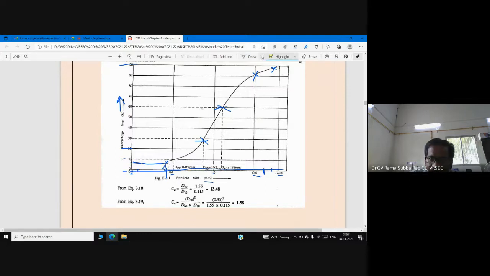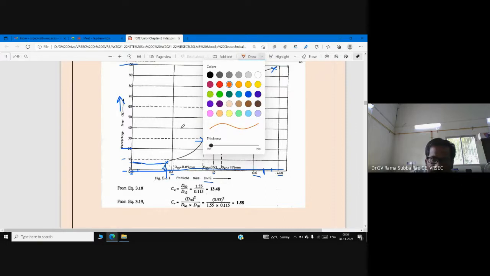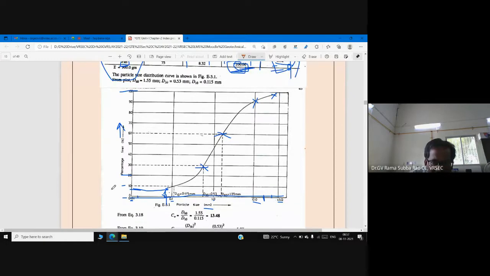Let me change the color so that you can understand the next step. Our main job now is to pick up the particle size corresponding to 10% finer, D10, and likewise D30 and D60. This is D60, the particle size corresponding to 60% finer. This is D30, the particle size corresponding to 30% finer. And the particle size corresponding to 10% finer is D10, also called the effective particle size. Now I got D10 as 0.015, D30 as 0.53, and D60 as 1.55 mm.